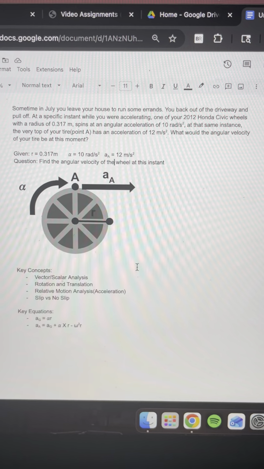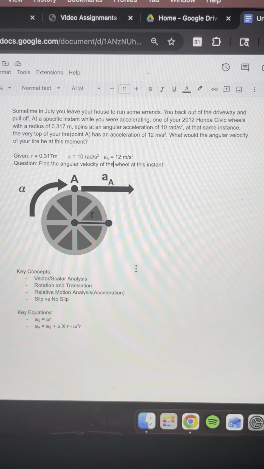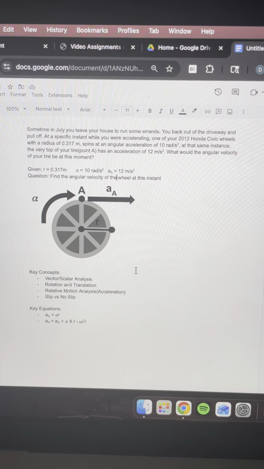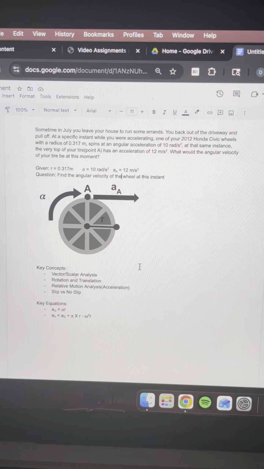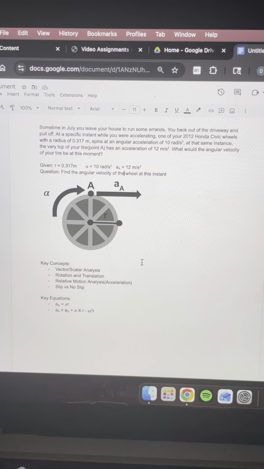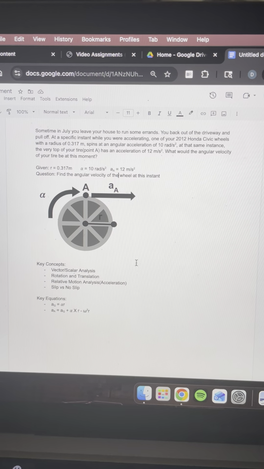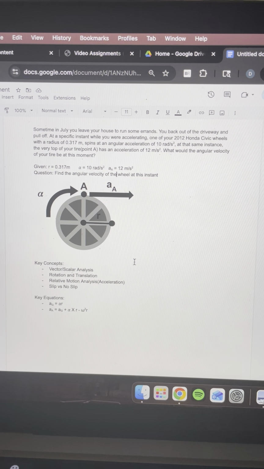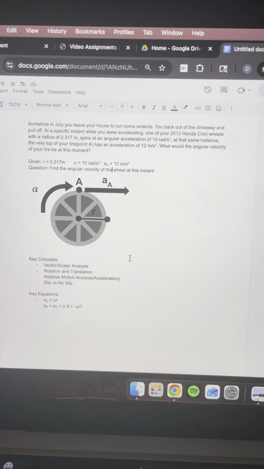Sometime in July, you leave your house to run some errands. You back out of the driveway and pull off. At a specific instant, while you were accelerating, one of your 2012 Honda Civic wheels with a radius of 0.317 meters spins at an angular acceleration of 10 radians per second squared. At that same instant, the very top of your tire, point A, has an acceleration of 12 meters per second squared. What would the angular velocity of your tire be at this moment?